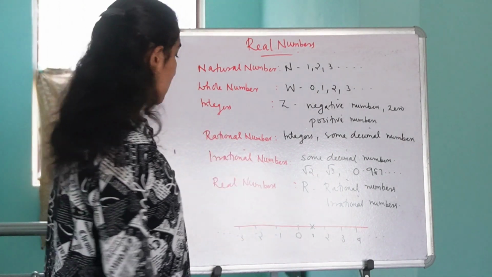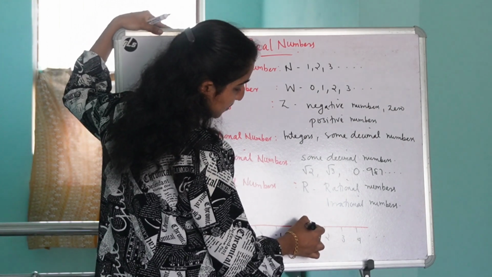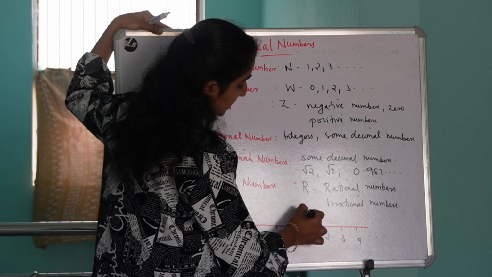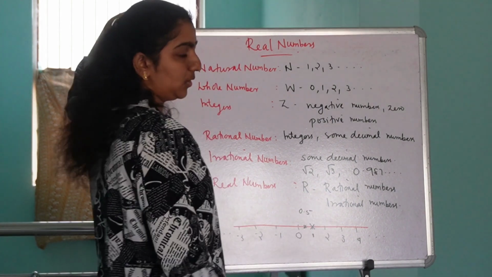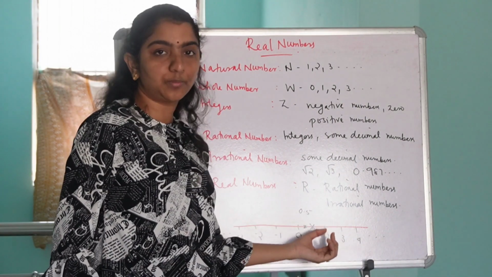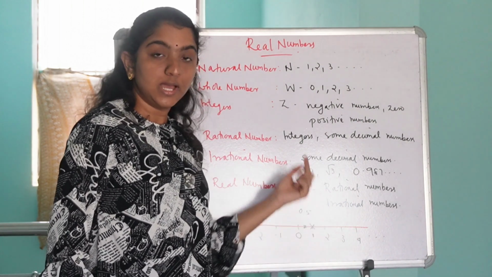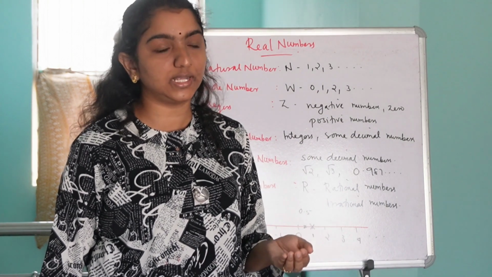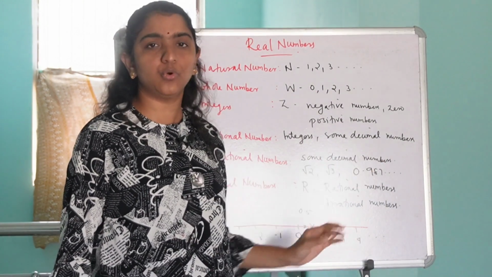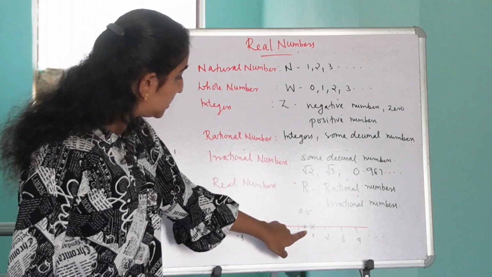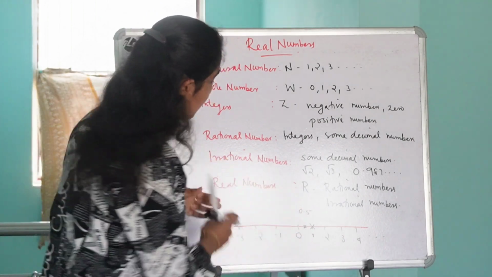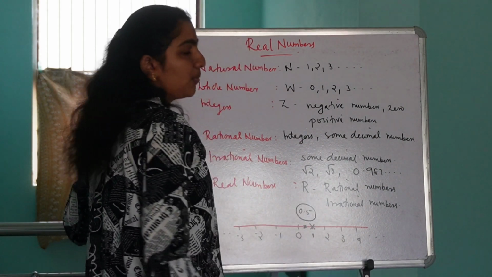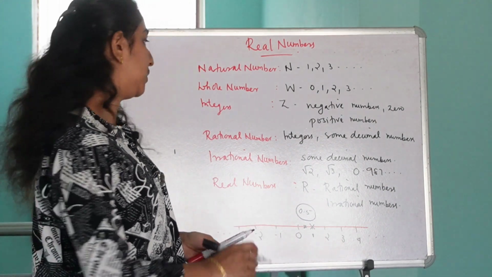Is it clear? Okay. Suppose let's consider this point. Maybe this point represents 0.5. So this particular point represents only the real number 0.5. Is it clear? It represents no other real number. Is it clear, guys? Okay.